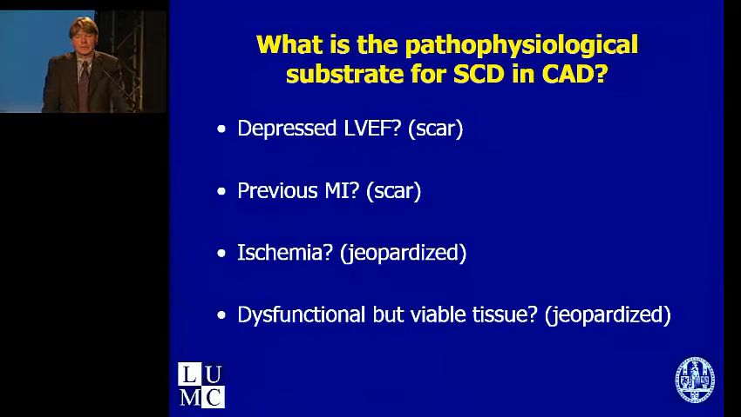So if we look at our database, we looked at what is the pathophysiological substrate for the sudden death in coronary artery disease. Is it depressed ejection fraction representing mostly scar tissue? Is it the previous MI representing mostly scar tissue? Is it ischemia, which is a different phenomenon than just a scar? And I would like to put that under hibernating or stunning or ischemic on exercise. I would like to call that jeopardized myocardium. Or is it dysfunctional but viable tissue, which I also put in the category of jeopardized myocardium?